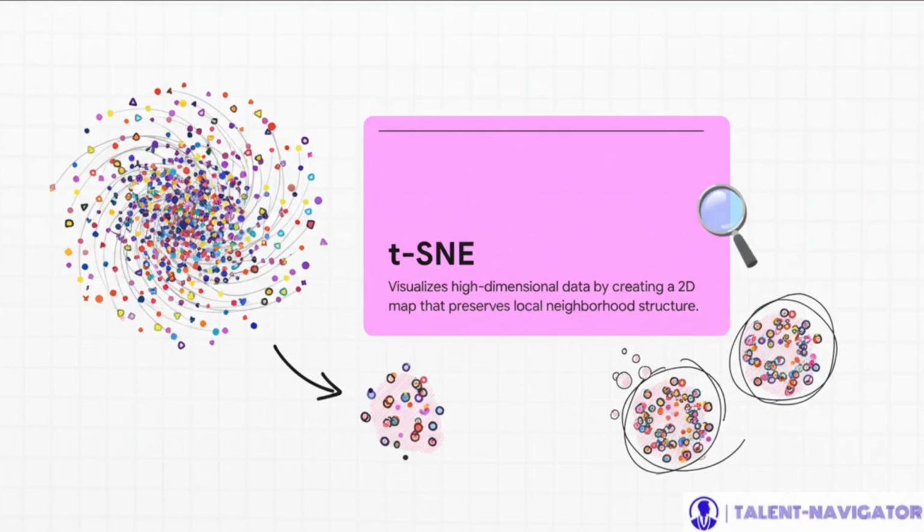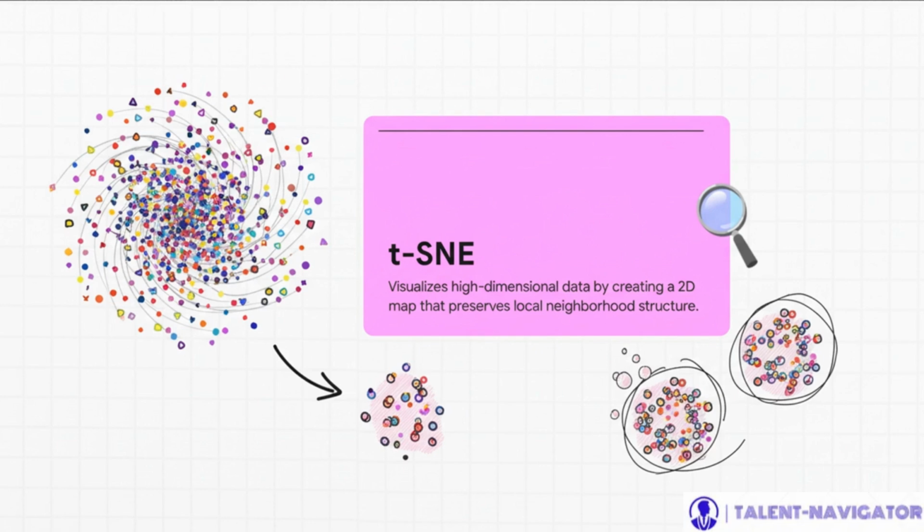And that's where this technique, t-SNE, comes into play. You know, its goal is actually pretty simple to understand. It just wants to make sure that if 2 data points are close neighbors way up in that complicated, high-dimensional space, they stay close neighbors when we map them down to our simple 2D screen.